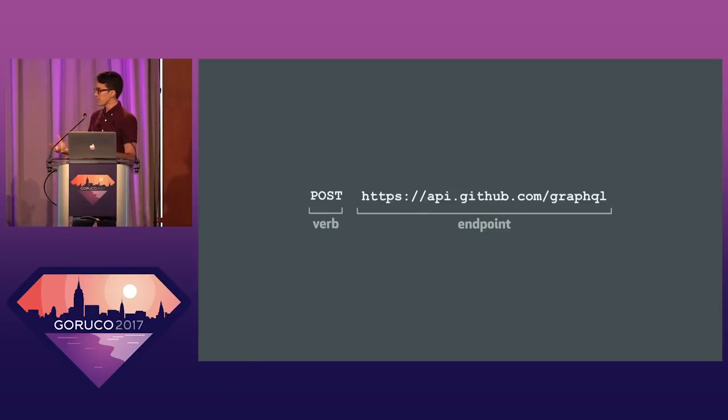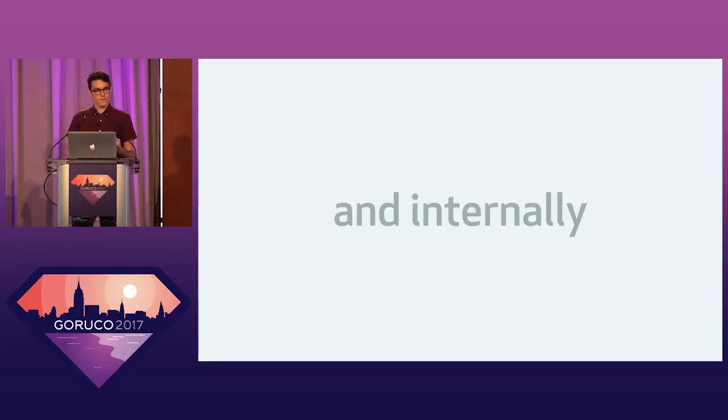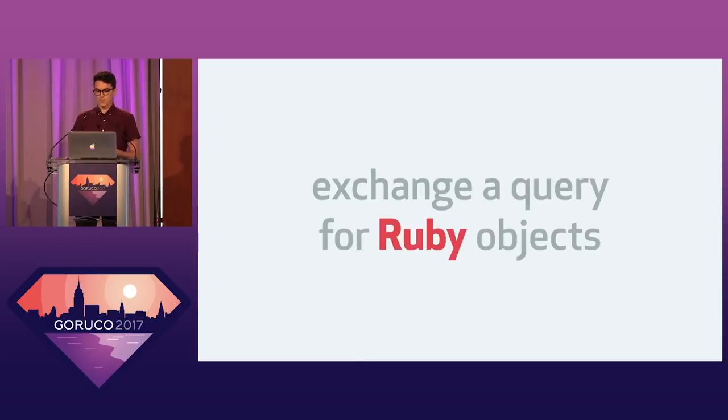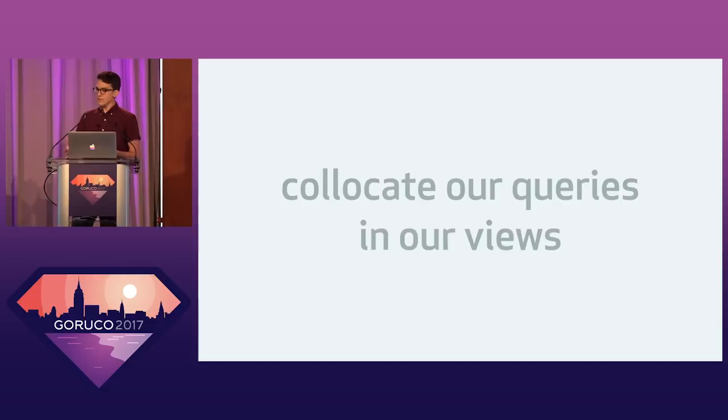And we use GraphQL both externally, through a very similar endpoint to all of the examples that we saw today, but we also use GraphQL internally. We use a gem called GraphQL client, which allows us to exchange a query for these nice, pretty Ruby objects. So you can do things like restaurant.name, restaurant.cuisine. And what this allows us to do is co-locate our queries in our Rails views. And for anyone who's familiar with React, that's a pattern that you might be familiar with.